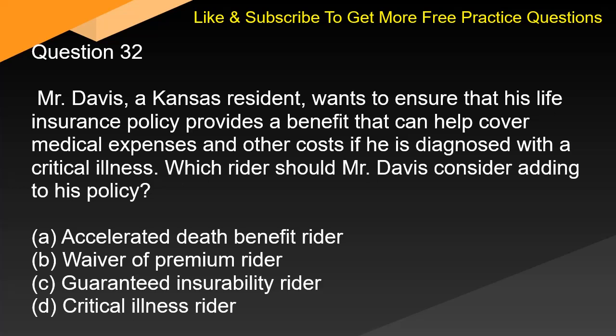A. Accelerated death benefit rider. B. Waiver of premium rider. C. Guaranteed insurability rider. D. Critical illness rider.